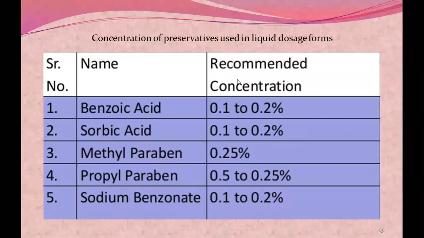Now these are the general concentrations of preservatives that are used in liquid dosage forms. The names of preservatives and their recommended concentrations have been given here. Benzoic acid is used in the concentration of 0.1 to 0.2%. So you are supposed to memorize these percentages very well. Just see the video again and note down these recommended concentrations.